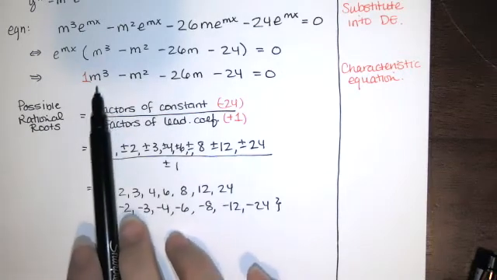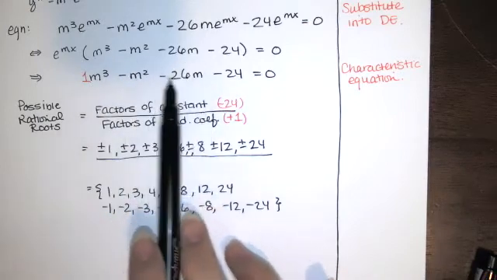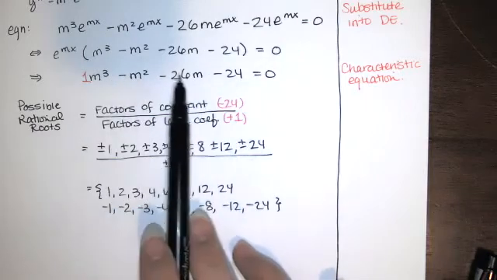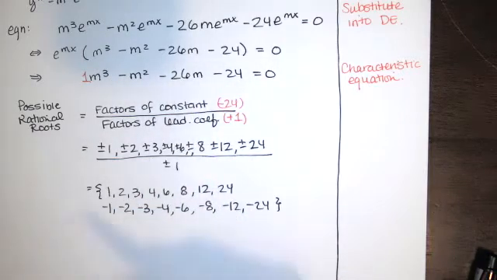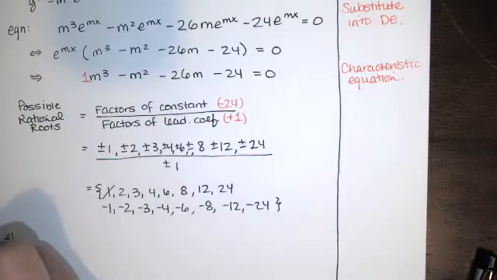If I plug in m equals 1, I'd have 1 minus 1, so that'd be 0, and then a negative 26 and a negative 24. So I'd have negative 50. So 1 is not going to work. Let's see. What about negative 1? Would that work? Let's try it.